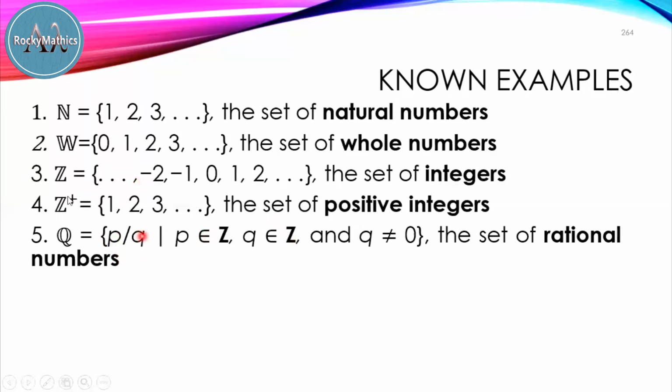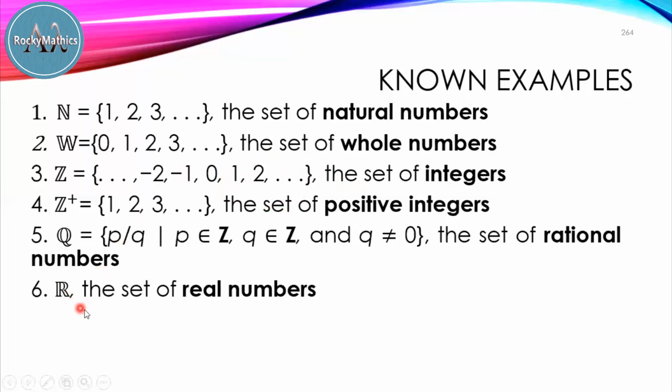Okay, can we write an integer of the form P over Q? Yes. Z, which is the set of integers, is a subset of the set of rational numbers. For example, 2. We can write 2 over 1, which is equal to 2, right? Now, 2 is an integer and 1 is an integer. So, an integer can also be a rational number.